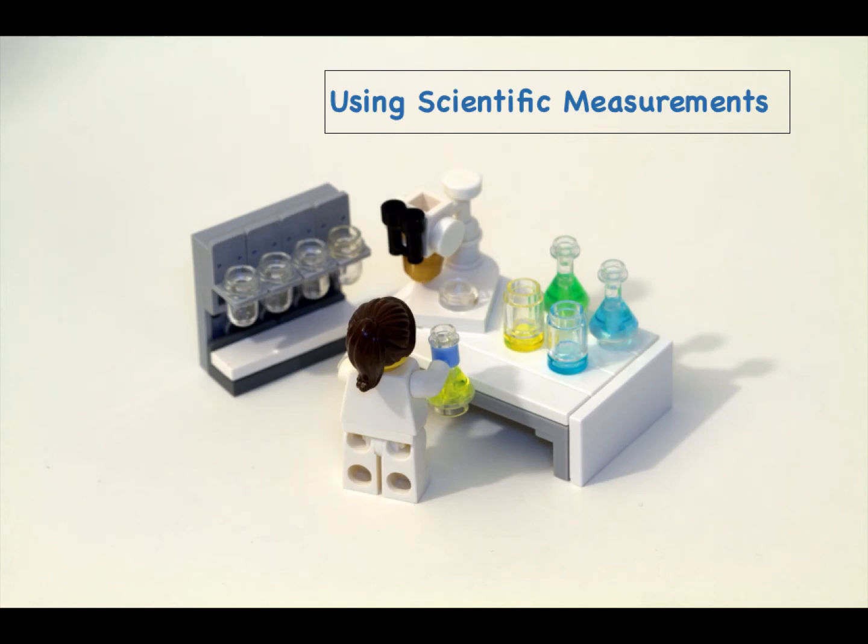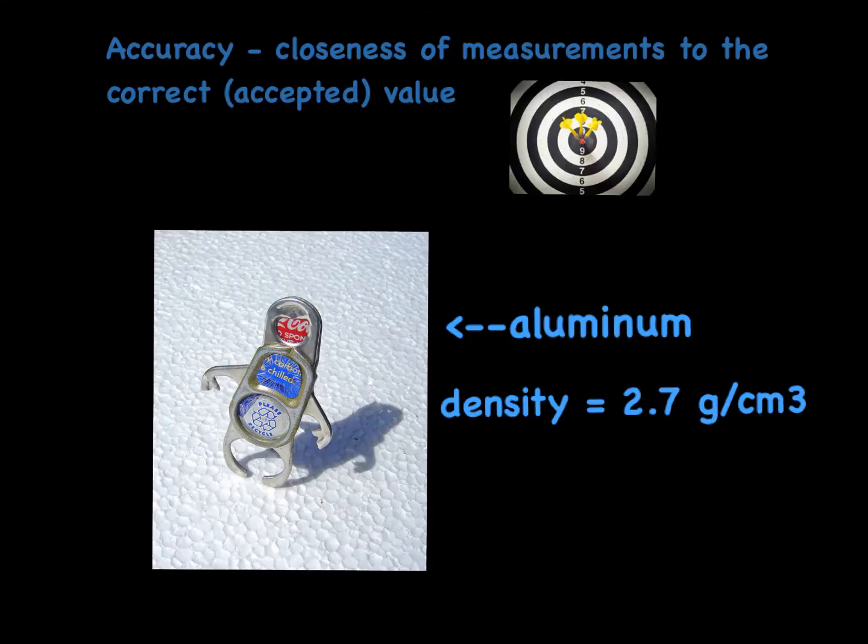It's really important for scientists to strive for accuracy when we're taking our measurements. Accuracy is the closeness of measurements to the correct or accepted value. The density of aluminum is 2.7 grams per cubic centimeter. That's the accepted value.